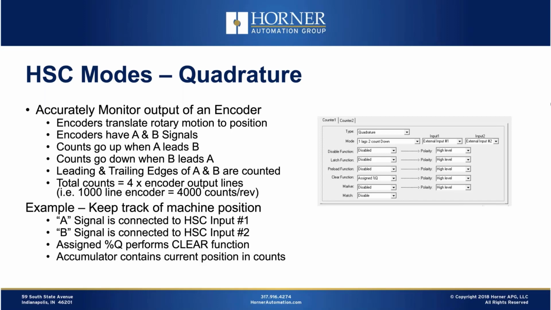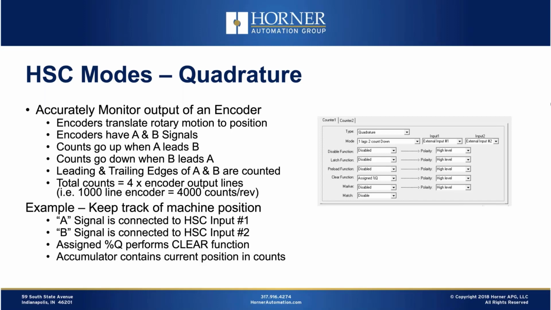So in this case, I'm just going to use a clear function from an internal bit, an assigned Q. The reason I'm doing that is because I'm probably going to clear the accumulator when I do a find home function or something similar, and that typically is done at low speed. I'm going to find home, get where I want to get, and then over the course of the next couple scans, I'm going to go ahead and clear the accumulator. So when I start moving again, I'll start counting in the appropriate direction and have an appropriate value for position.